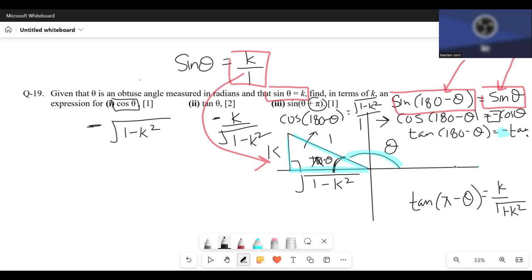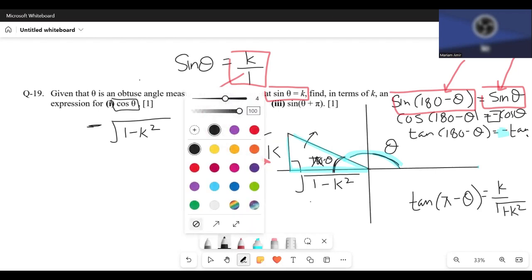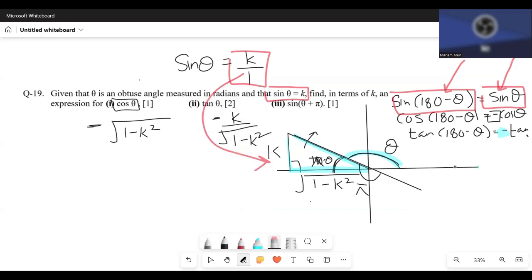Okay. And lastly, we need sine of theta plus pi. Now we need to add another pi to this theta. So if I add 180 degrees, or pi, to this angle, let me draw a straight line. A straight line means pi, right? So the angle gets projected into the fourth quadrant. So we're here in the fourth quadrant now after adding pi to theta. Theta was already obtuse. We added pi, 180 degrees, to it, and now we're in the fourth quadrant.